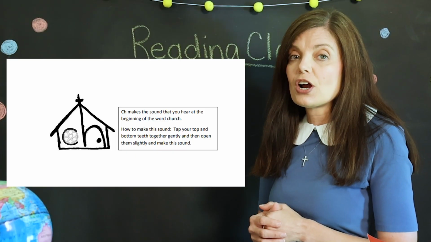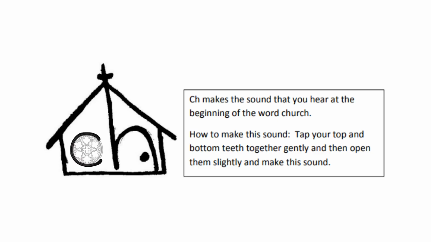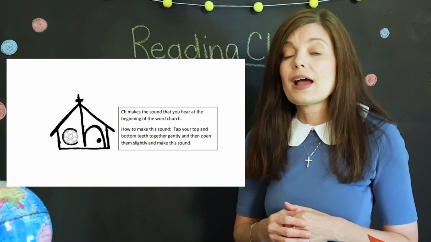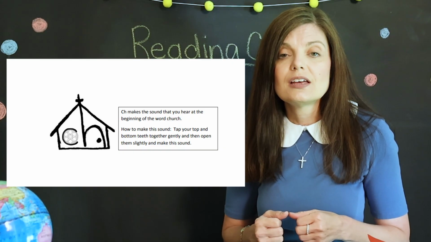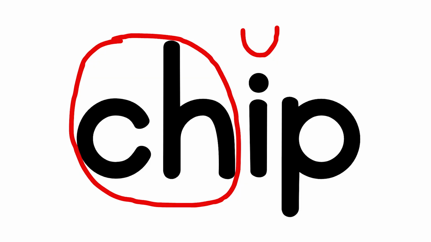Look at this flashcard. Can you find the hidden C and H in the picture? There's the C, it's the window, and the H looks like part of the door and the steeple. CH can make the sound that you hear at the beginning and at the end of the word church. Can you make that sound? Ch, ch, ch. Let's read this word. Chip.